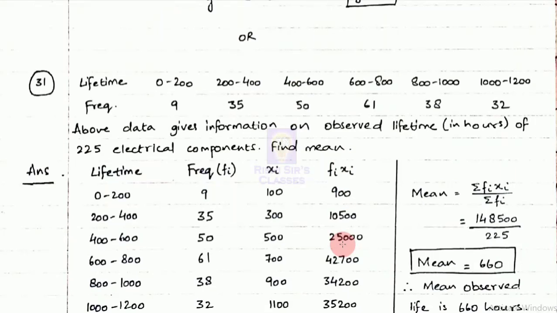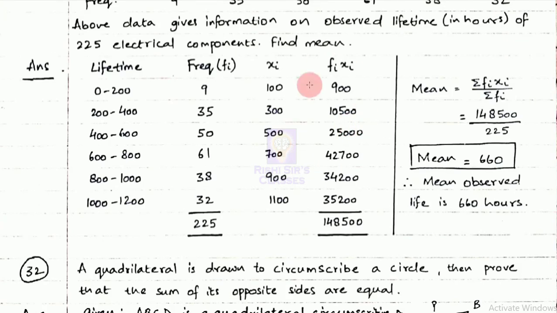Moving on to question number 31. We have been given one more table. We have been given lifetime and frequency. We need to find out the mean from this. We have been given the total frequency as 225 electrical components. As we have not been told any specific method, we can use either the direct method, assumed mean, or step deviation method. We are finding the table with the help of the direct method. So the mean will come as 660.